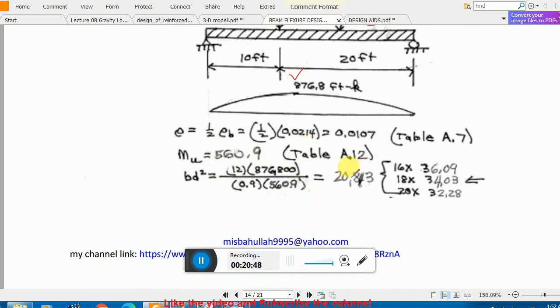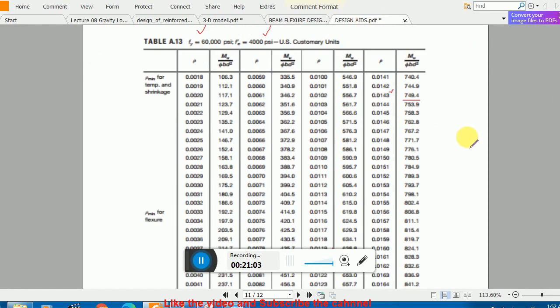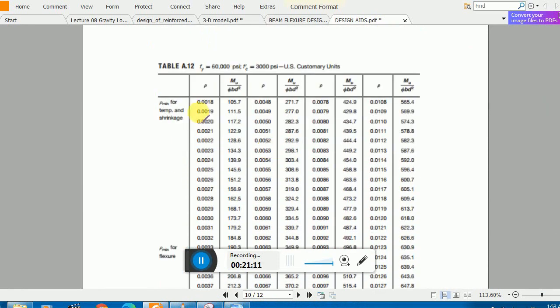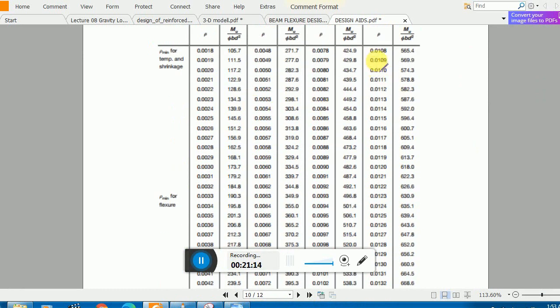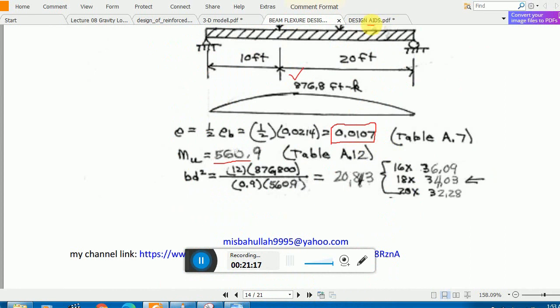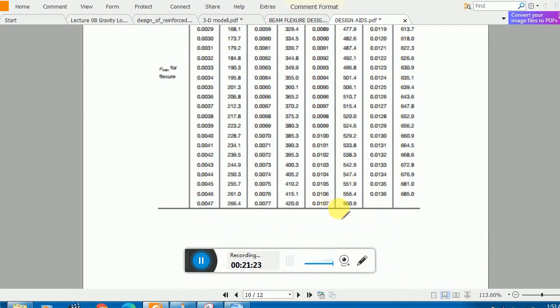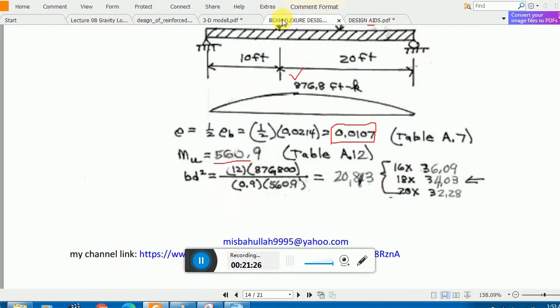So again, the rho value, mu value: as you calculate this value, go to table A7 and find this factor, this is R. Okay, so 0.0107. Let me show you table A7. Okay, I have 3000, this one. 0.01, okay, here it will be, yes, 0.0107. So this one, 560. Okay, so 560.